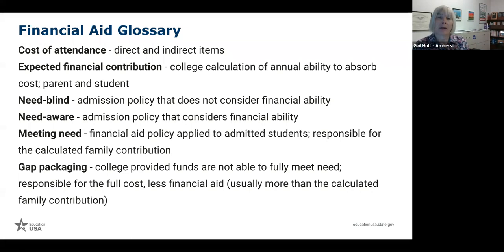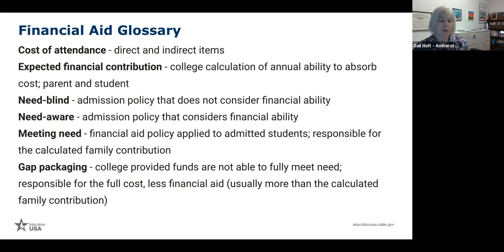And families then should be planning to cover at least the family contribution, and sometimes they have to cover what else the institution can't cover. So some institutions can't meet the full need. After they award their financial aid, anything that they're not able to fully cover is going to be the responsibility of the family.